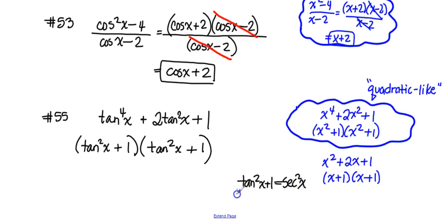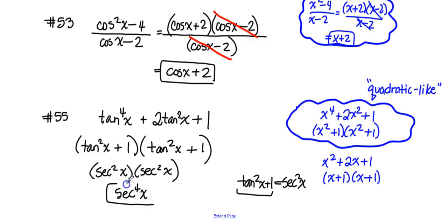That's exactly what I need. Check it out. Tangent squared plus 1, tangent squared plus 1. So this becomes secant squared of x times secant squared of x, which becomes secant to the fourth power. And I am done.